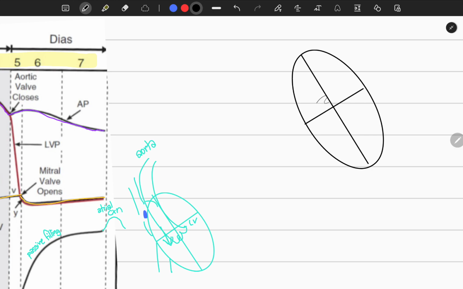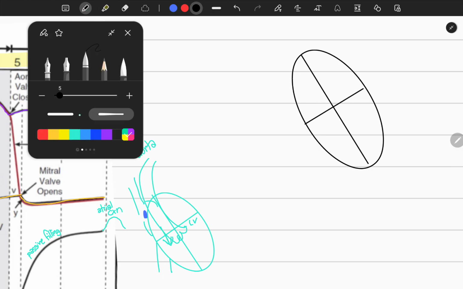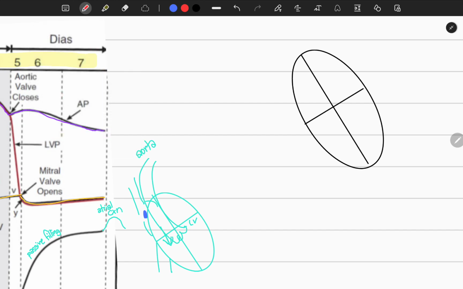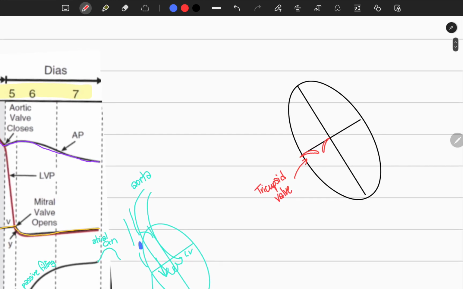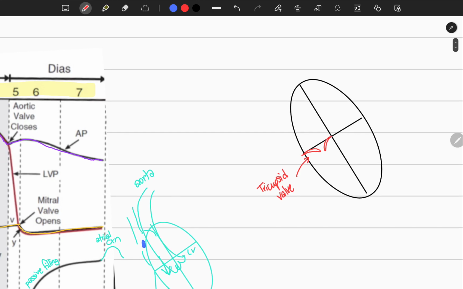For the right atrium to the right ventricle, we have a valve here that separates the two. That is called the tricuspid valve. From the right ventricle to the pulmonary artery, we have the pulmonary valve.